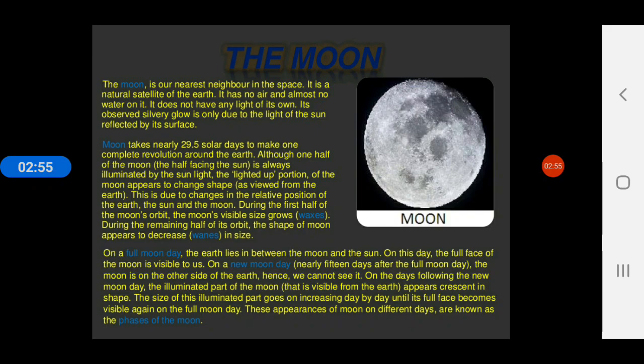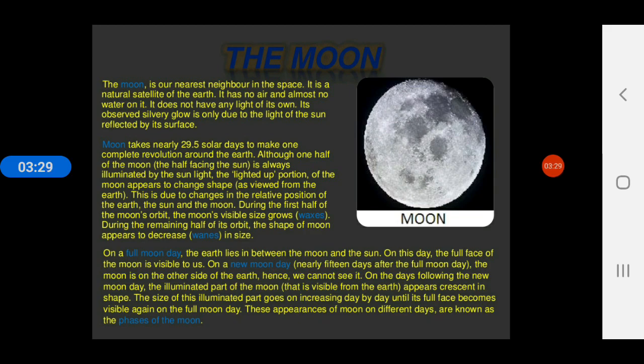On a new moon day, nearly after 15 days, the moon is on the side of earth, hence we cannot see it. The dark side of the moon is towards us. On this day, there is no light, no illuminated portion of moon towards the earth. Therefore, we say new moon day, when we are not able to see the illuminated moon.